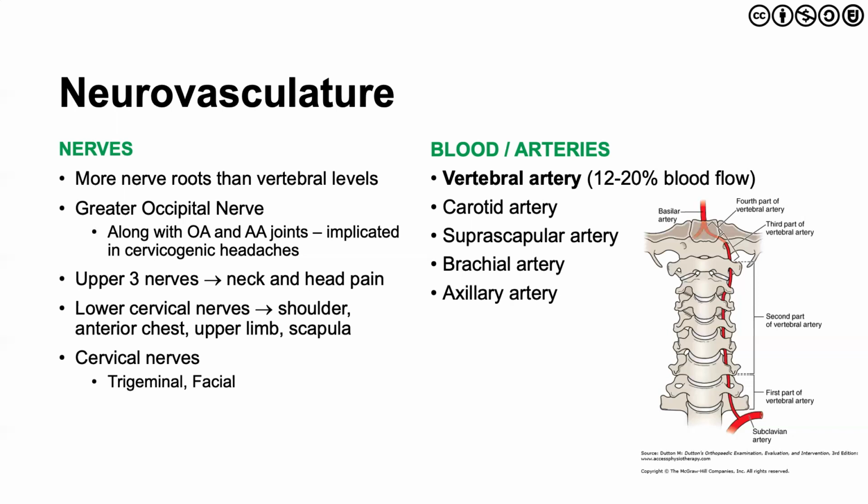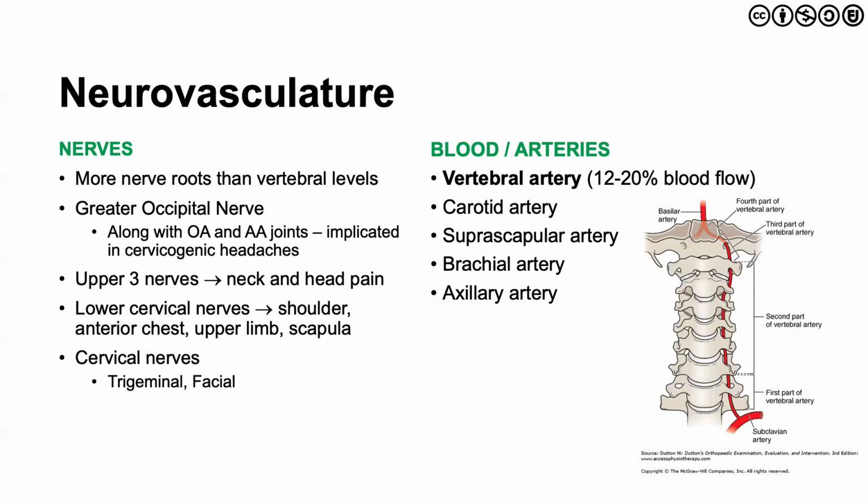Once we get into the lower cervical spine, specifically 4 and 5, this is where we see more shoulder, upper limb, scapular pain and referral patterns. Keep in mind when we're talking about a single nerve root being irritated, that single nerve root is supplying an area of skin with sensory function. That's referred to as a dermatome.